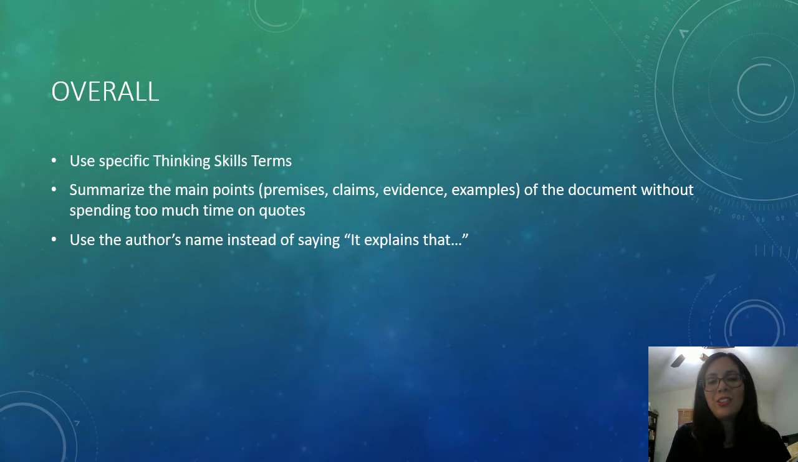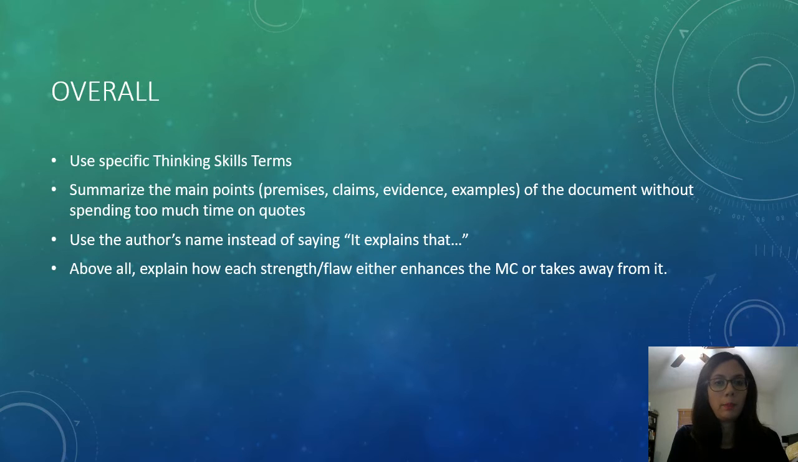Also, please, this is just a little stylistic thing, but please use the author's names. For paper 1 on the top, you've seen that they provide you with source info and they have the author's name. So please use the author's name. Don't say it explains, the document argues. They're written by a person, give them credit.